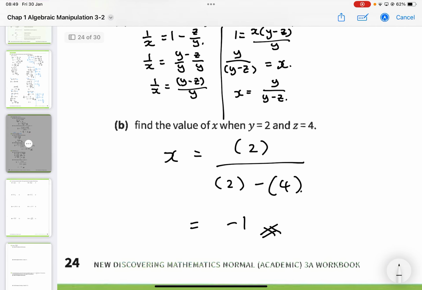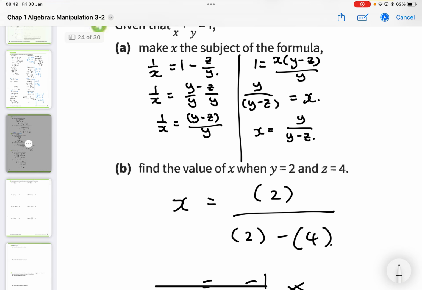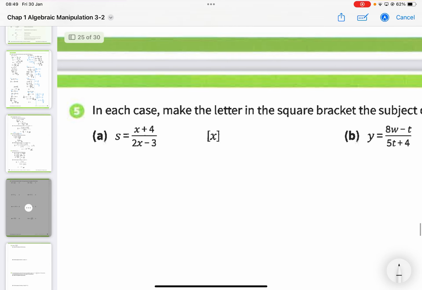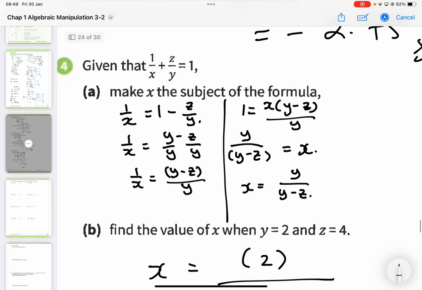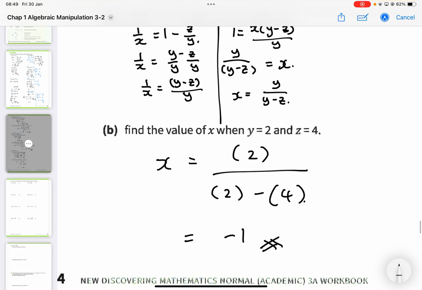Okay, Ken, shall we move on? Press calculator lah. 2 minus 4 is negative 2 ma. 2 minus 4 is negative 2. 2 divided by negative 2, negative 1 lor.